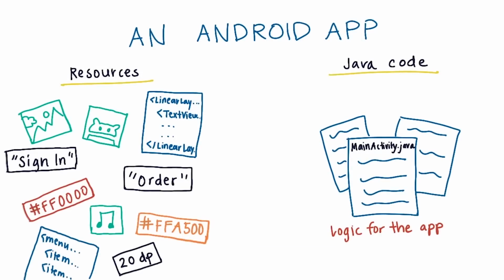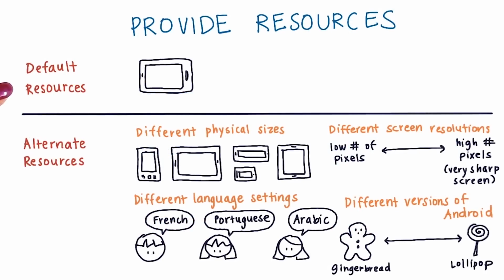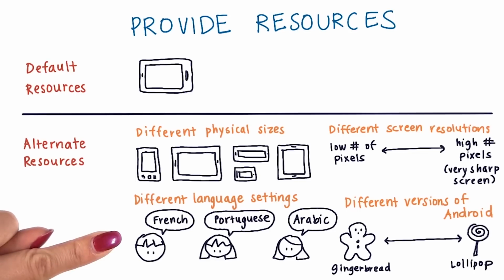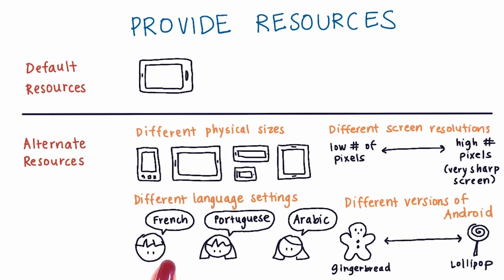So far, we know that our app can contain Java files and resources. We can provide default resources for our app, but we can also provide alternate resources depending on the user's physical device size, language setting, version of Android, or number of pixels on the screen, to name a few. In our Just Java app, we can provide default text strings in English. We can provide alternate text strings in other languages. So if someone has French as a default language on their device, the system will automatically load the French translations instead of the default English ones.